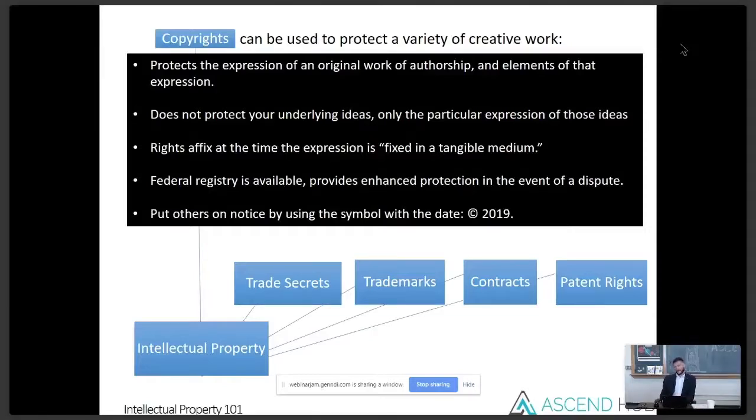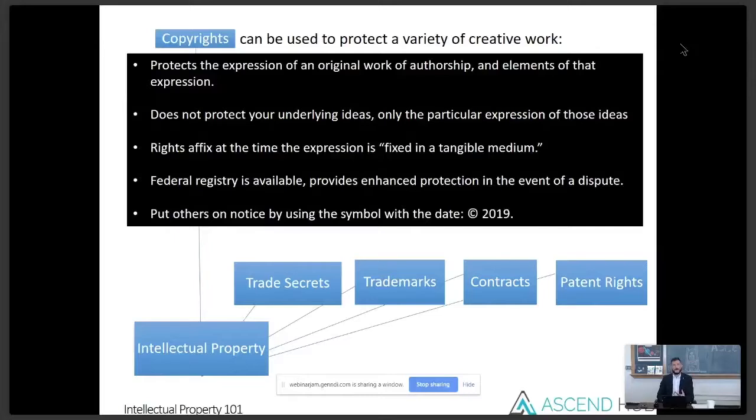So rights affix at the time that you create the original work. However, you are provided with enhanced remedies against infringers if you federally register your copyright. There are state copyright registration offices, but most copyright holders want federal protection if they register their work.